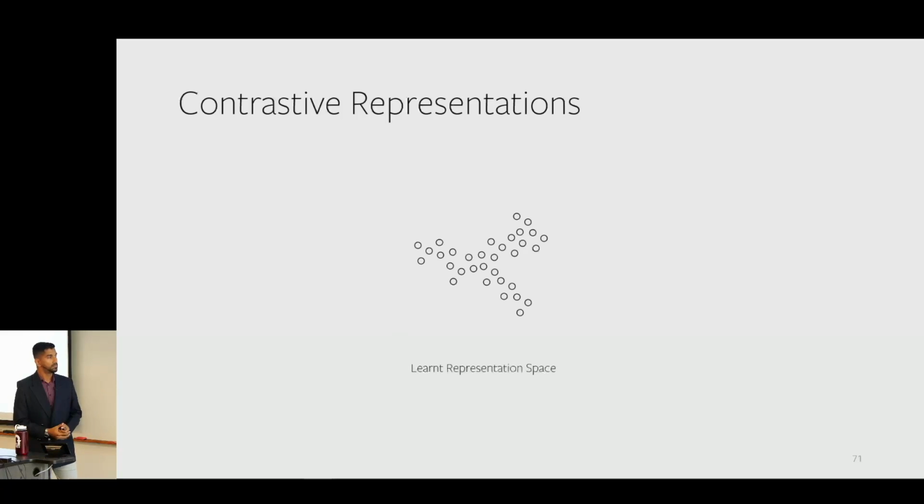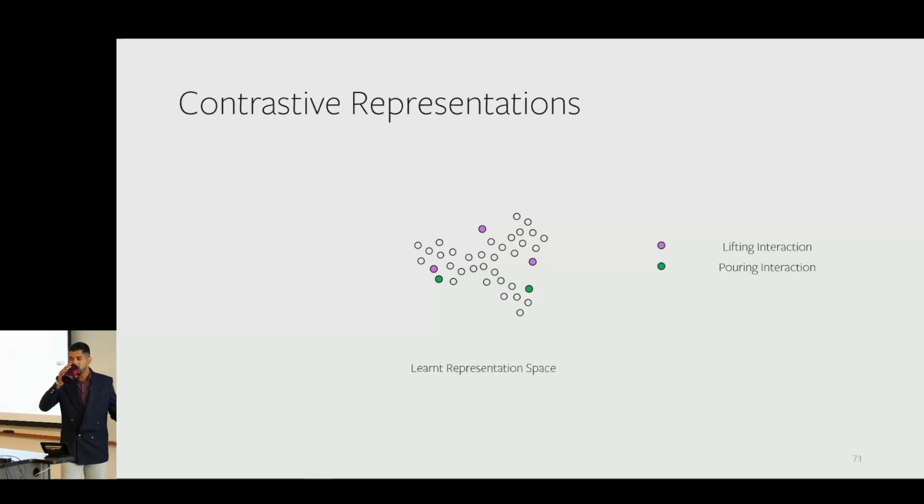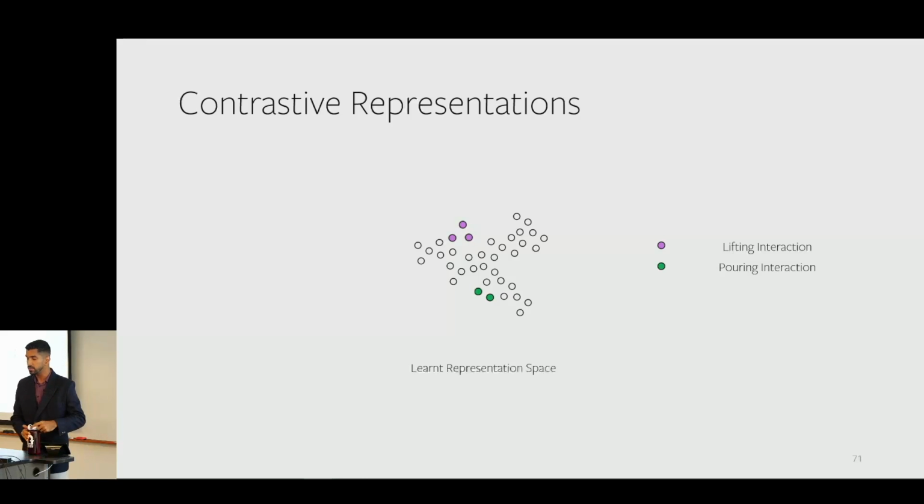We'd also like for our representations to be contrastive with respect to the different kinds of interactions that they encounter. Let's say we have a representation space where there's lifting interactions and pouring interactions, represented in purple and green dots, respectively. Ideally, I'd like for my representation to have all of the lifting interactions close to each other and far away from the pouring interactions, because again, this would facilitate easy retrieval of a particular type of interaction.